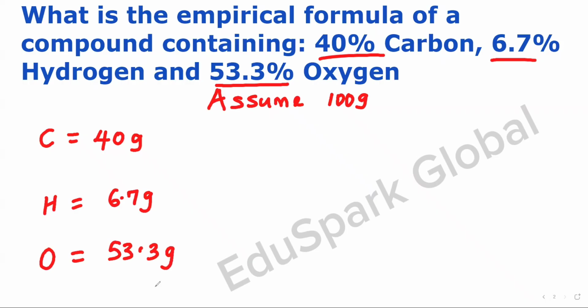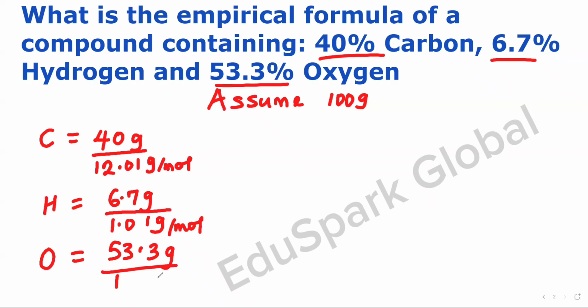Now we're going to go ahead and divide each one by their masses in the periodic table. For carbon, you will have 40 divided by 12.01, which is the mass of carbon in the periodic table. And then divide hydrogen by 1.01 grams per mole, which is the mass of hydrogen in the periodic table, and then oxygen by 16 grams per mole.